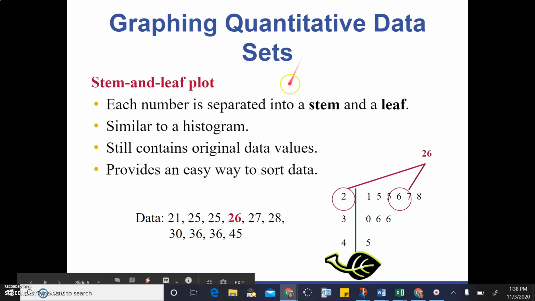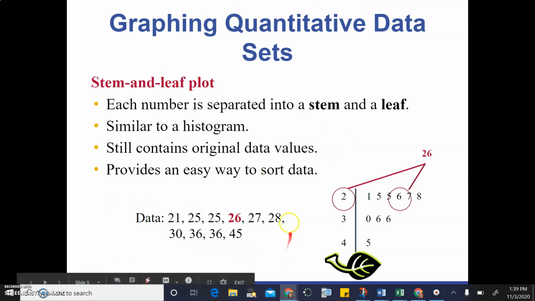So first thing we're talking about is stem and leaf. This is quantitative. And remember, quantitative means categories. Sorry, numbers. My bad. Absolute opposite of what it means, right? Quantitative means numbers. And so stem and leaf plots, these are super easy.